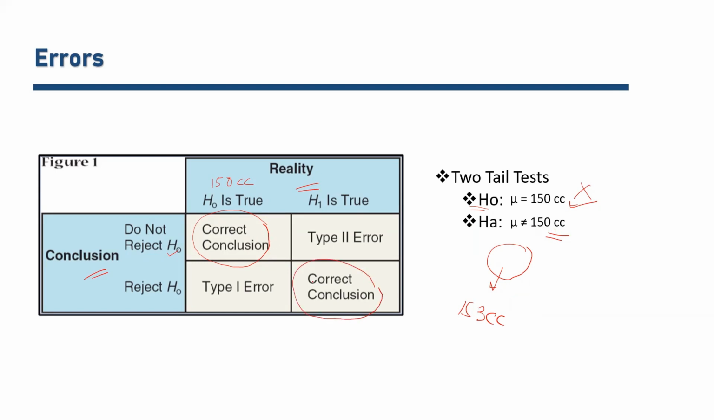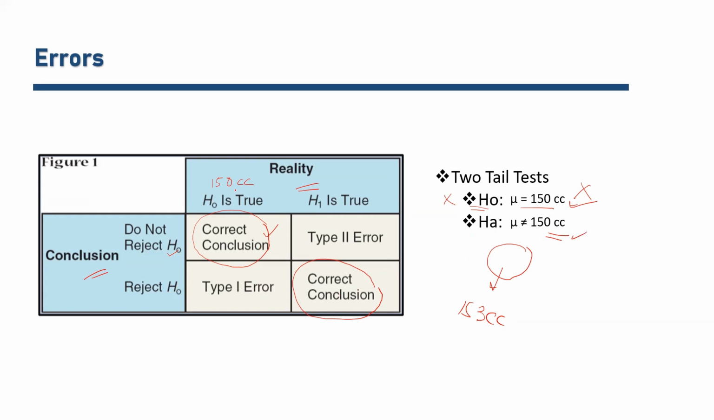So both of these are correct conclusions. There might be a scenario where the mean was 150 and you also predicted it as 150, so you got a correct conclusion. And there might be another scenario where the machine was not working with 150 cc, rather it was producing much more or much less than that, and you also predicted that, so you rejected the H0. And this is a correct conclusion.